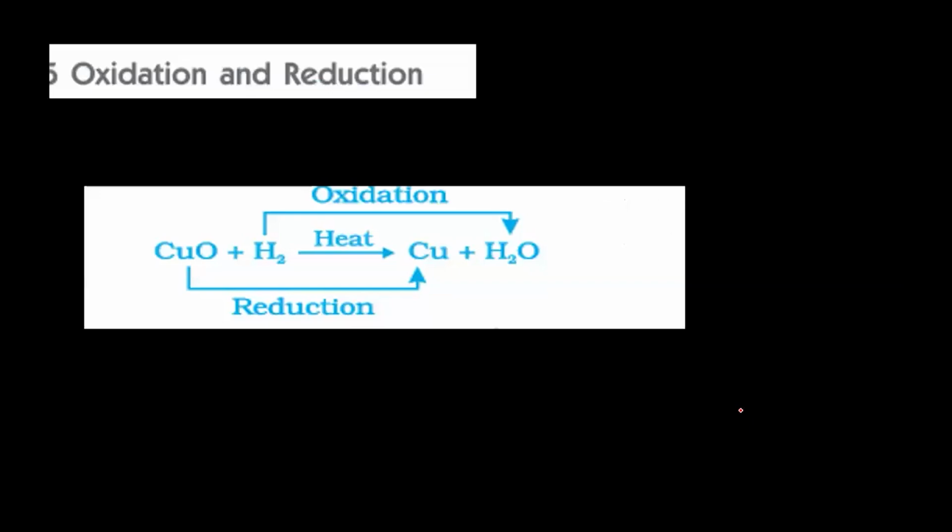Understood? Yes. Now, these are the main four types of reactions we discussed: combination, decomposition. In the decomposition itself, we have discussed thermal, electrolysis, and photochemical decomposition. And we have studied displacement and double displacement reaction. And another important one we have to study is oxidation and reduction. So, first of all, you must understand what is oxidation.